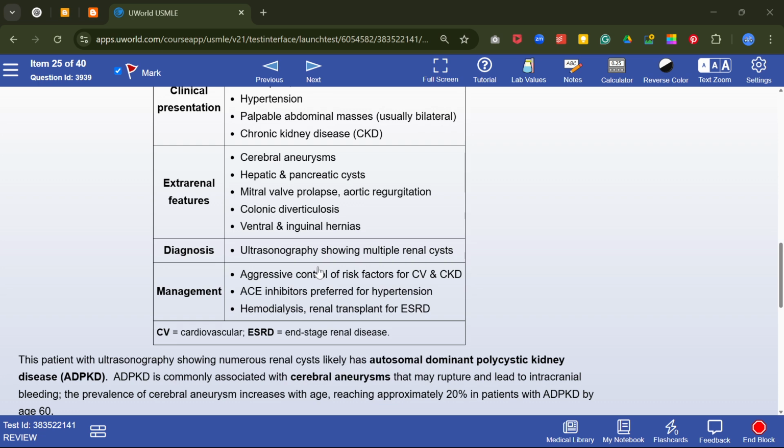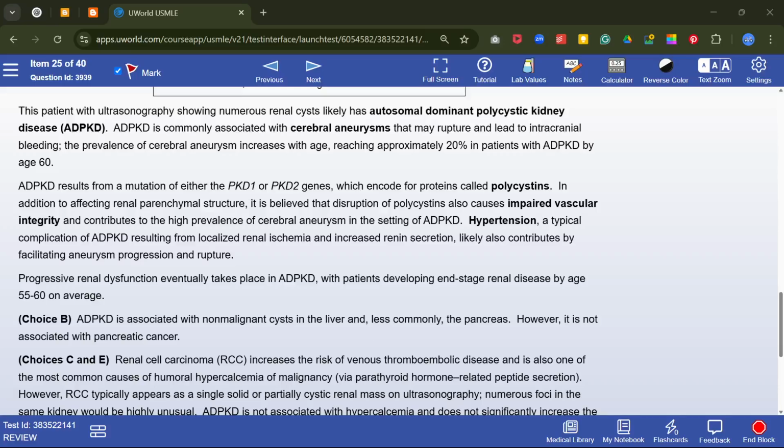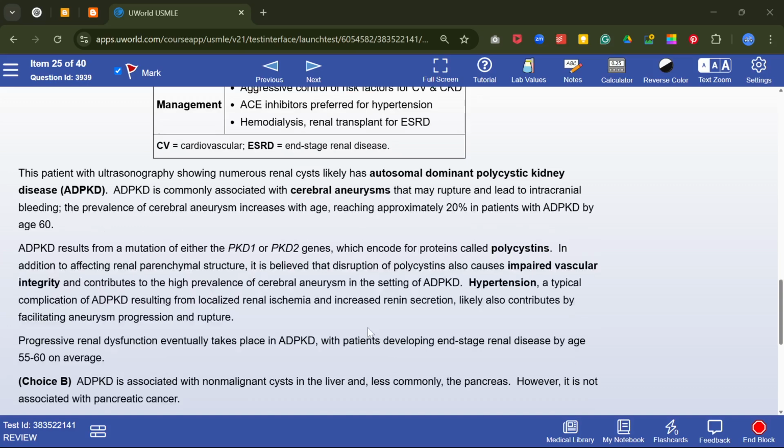For diagnosis, ultrasonography shows multiple renal cysts. I have told you the age relation. For management, aggressive control of risk factors of cardiovascular disease and CKD, ACE inhibitor preferred for hypertension, and hemodialysis and renal transplant for ESRD.